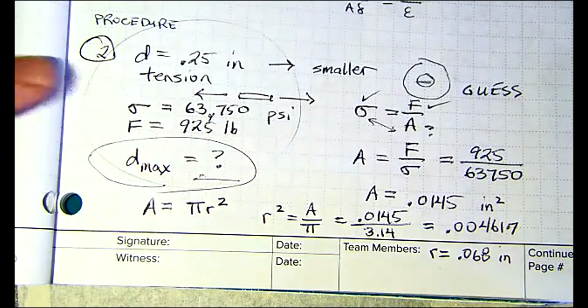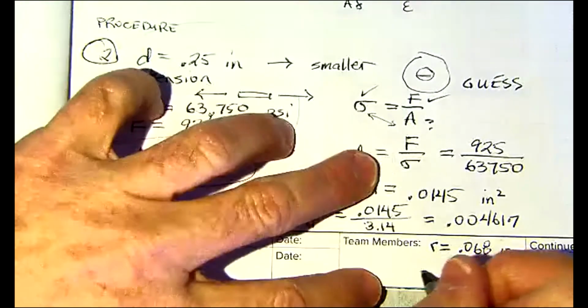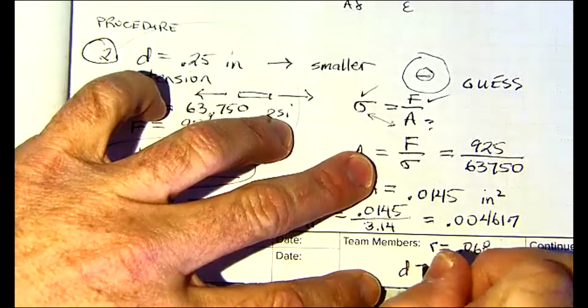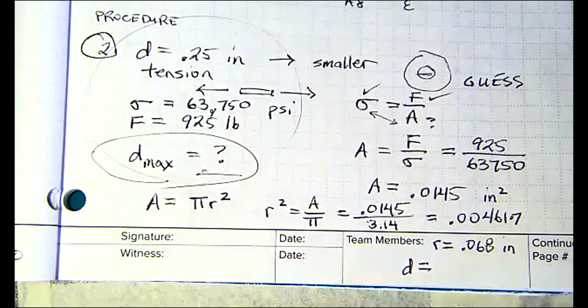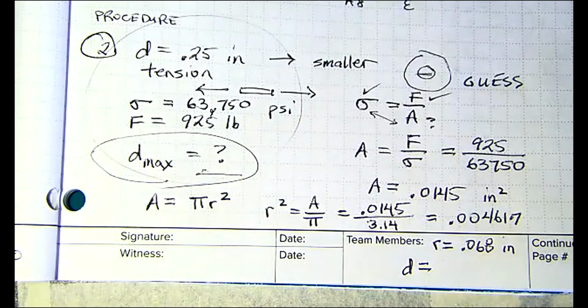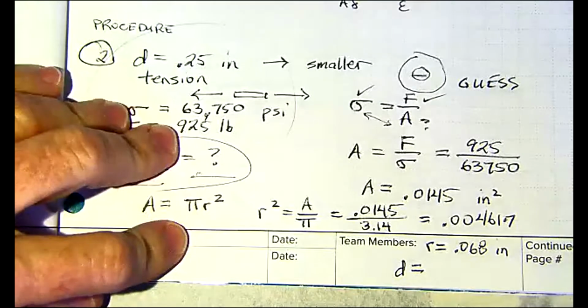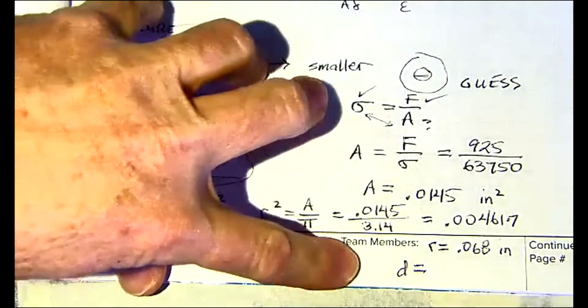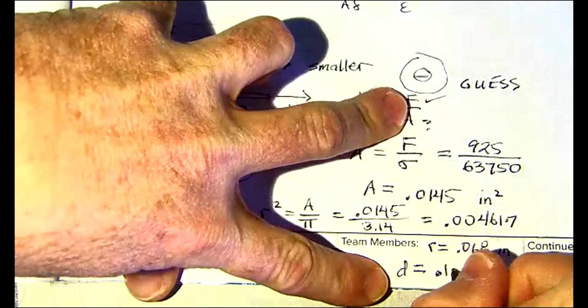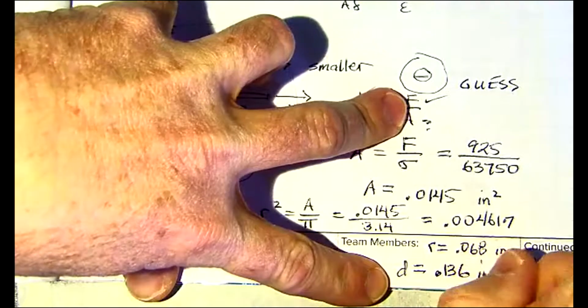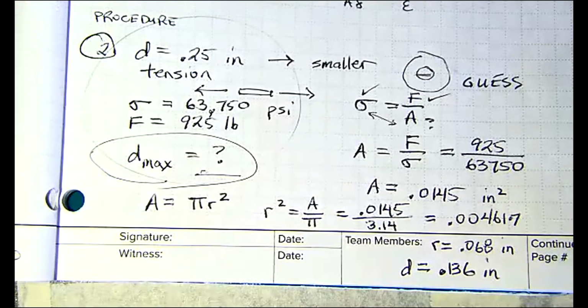Again, that's not what we were asked to find. We were asked to find the diameter. There's got to be an easy way to turn a radius into a diameter. Hey, Siri, what is 0.068 times 2? And that's inches. Okay, so I'm sorry I ran out of paper.